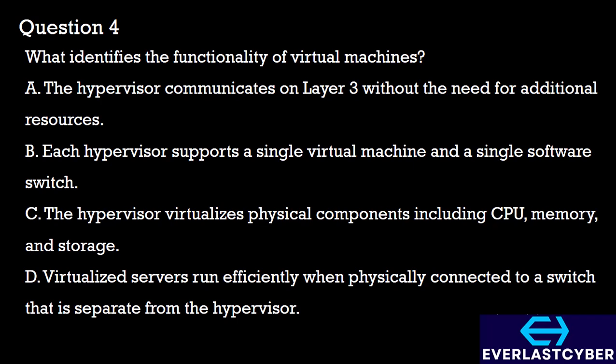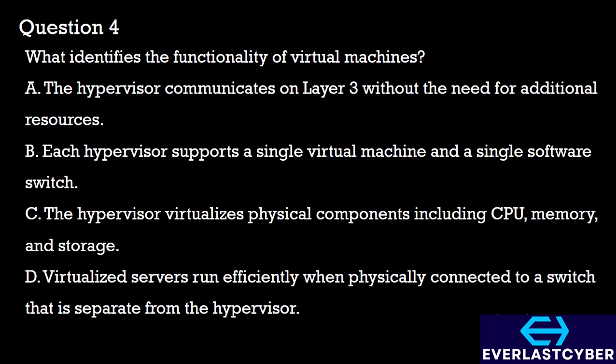Question 4. What identifies the functionality of virtual machines? A. The hypervisor communicates on layer 3 without the need for additional resources. B. Each hypervisor supports a single virtual machine and a single software switch. C. The hypervisor virtualizes physical components like CPU and memory storage. D. Virtualized servers run efficiently when physically connected to a switch that is separate from the hypervisor.